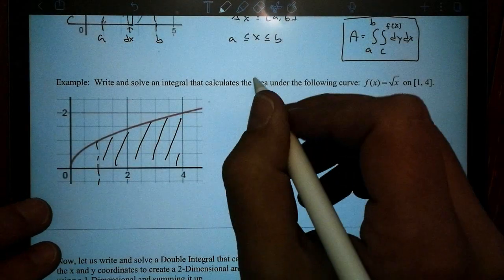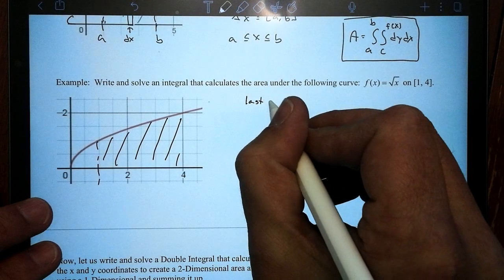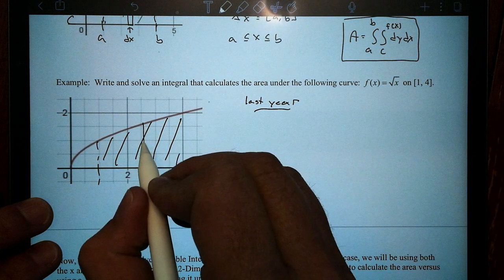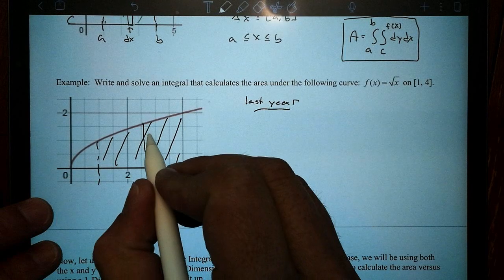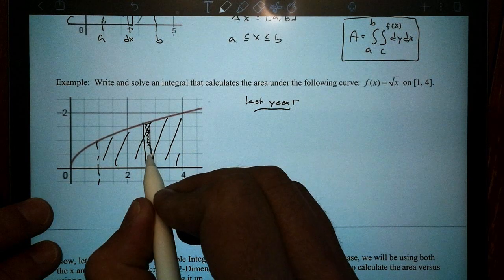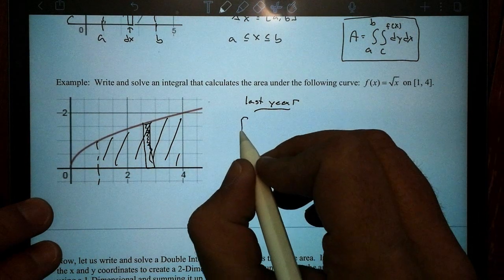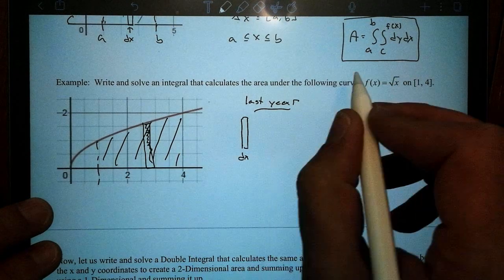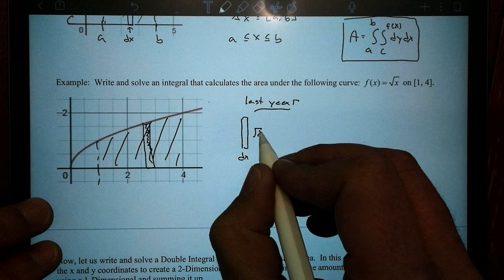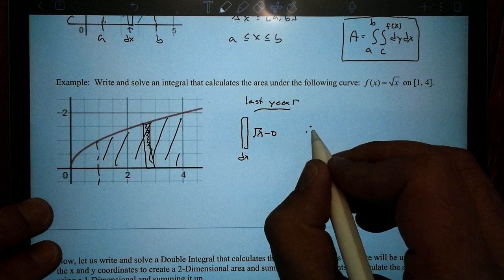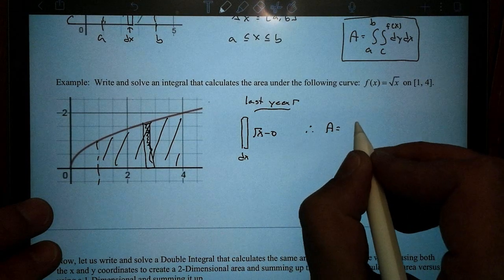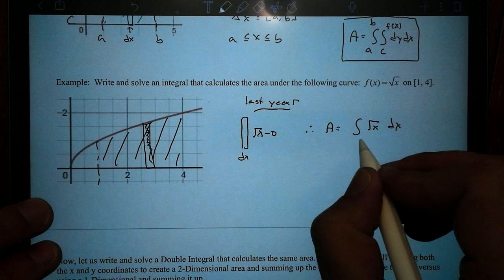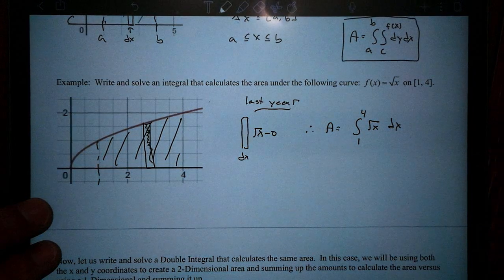Last year, in single variable calculus, we would just write a single rectangle. And because I'm in terms of x, we're going to draw a vertical rectangle. If we look at that rectangle from last year, this has a height of square root of x minus 0. So therefore, the area would be the integral of the square root of x, dx from 1 to 4.